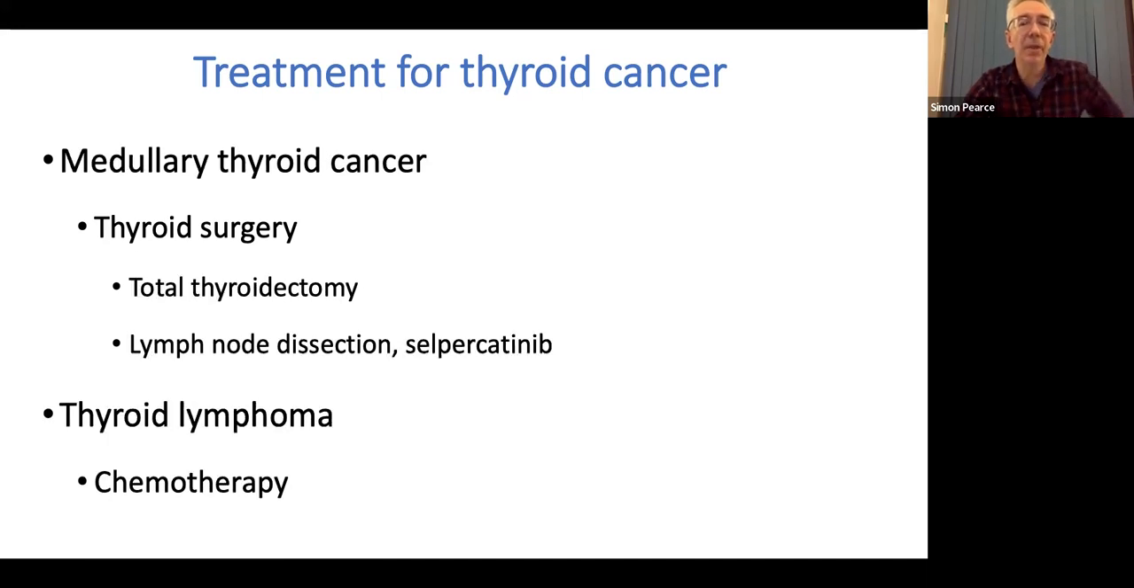tumor. Medullary thyroid cancer is a bit of a category on its own. So it's really surgery is the mainstay of treatment. So you'd have a total thyroidectomy. They'd probably take the lymph nodes in the neck as well, because it tends to spread to the lymph nodes. And then in the last year, really, this treatment called selpercatinib, which is directed at the molecular cause of medullary thyroid cancer, has become available on the NHS.